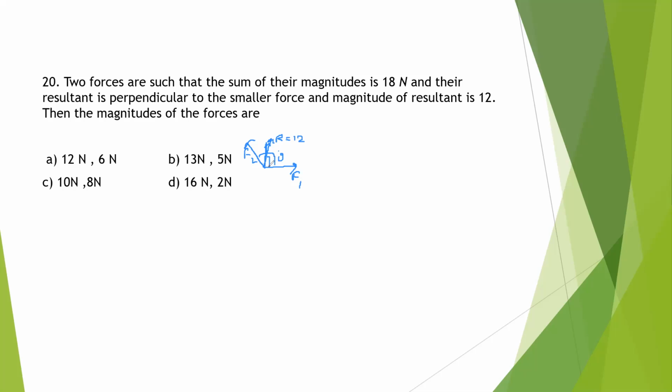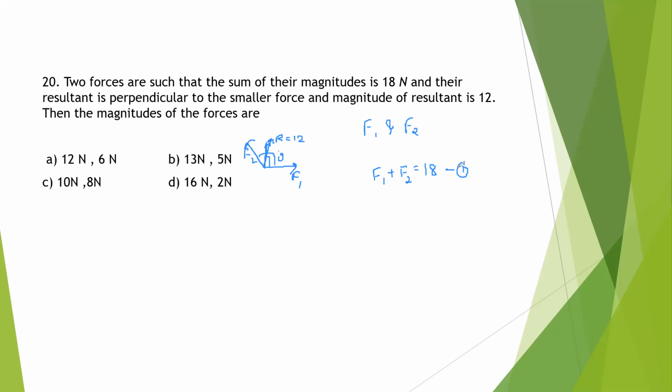Now, according to the question, just see what is given. Here the two forces are F1 and F2. The two forces are such that the sum of their magnitudes is 18 Newton. So according to the given data, I'll write F1 plus F2 is equal to 18. The meaning here is that the sum of the magnitudes is 18 Newton. This is your equation 1.